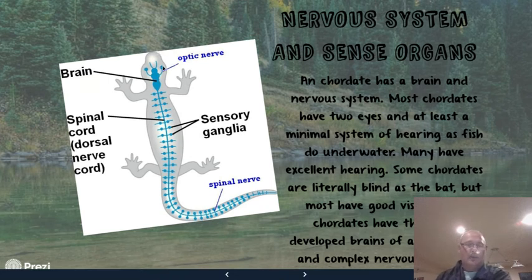So all mammals, all chordates, have a head region and then an area of cephalization or centralization where all of our sensory systems are controlled by one area. We call that the brain.